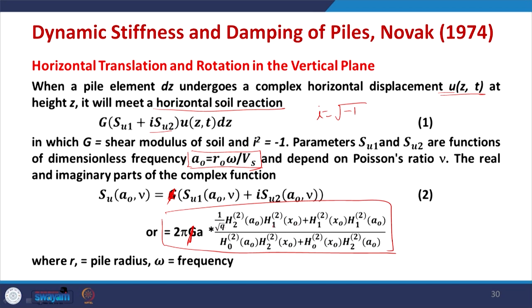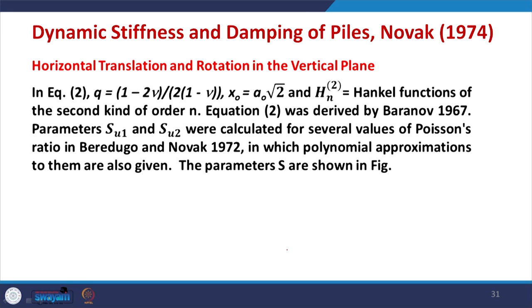So H of the second kind of order N, when N is 0, will be the 0th order, or the first order. Equation 2 was derived by Barnow in 1967. Parameters were calculated for several values of Poisson's ratio by Baranov and Nowak in 1972, for which polynomial approximations are given, and the parameters S are shown in these figures.